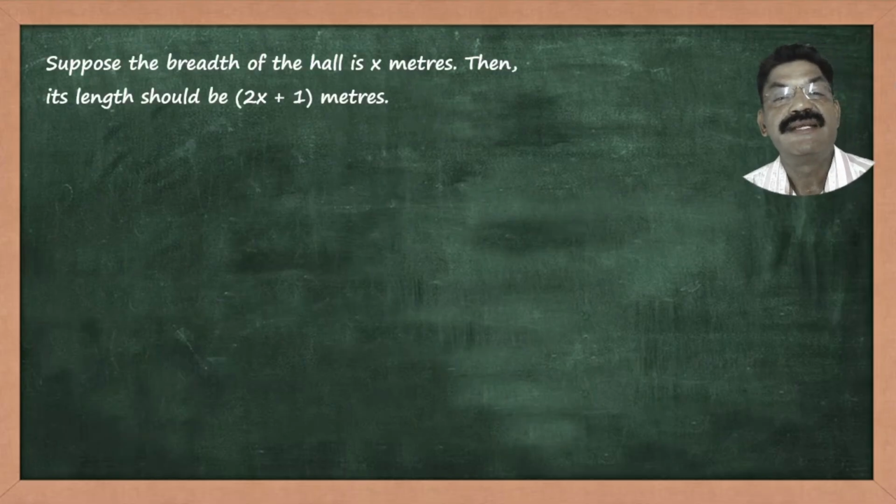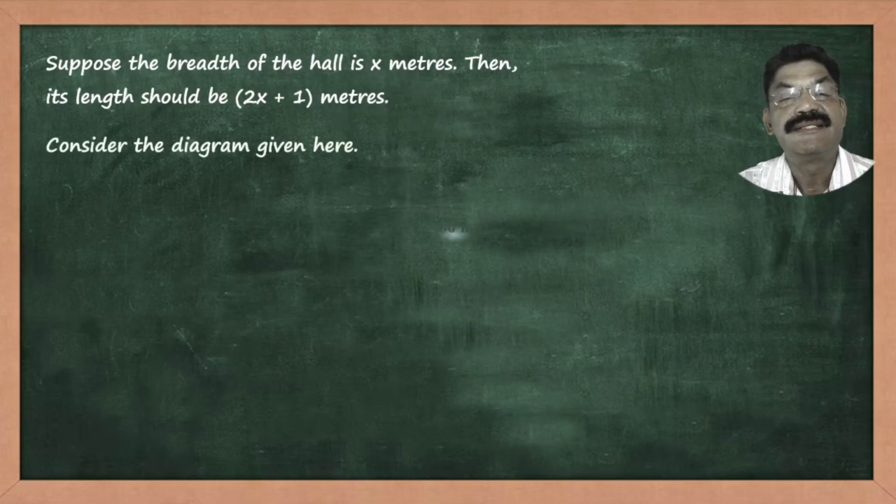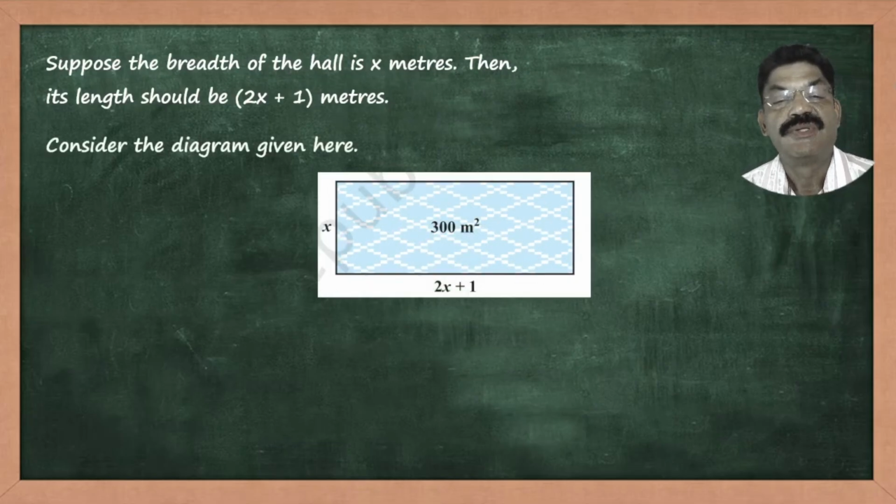Suppose the breadth of the hall is x meters, then its length should be 2x plus 1 meters, because it is given. Length is 1 meter more than twice of its breadth. So twice of its breadth is 2x. 1 meter more means 2x plus 1. Therefore, length should be 2x plus 1. Consider the diagram given here. So I have taken breadth as x, then length is 2x plus 1.